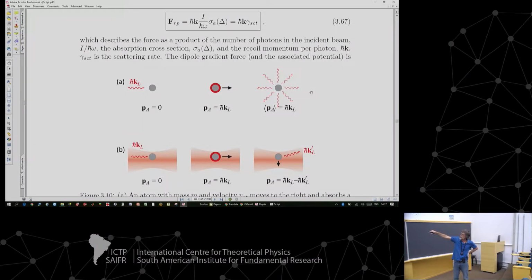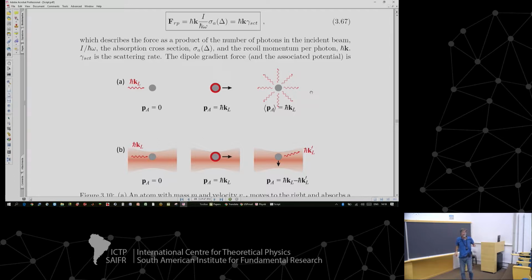So the atom receives the recoil in this direction upon absorption. When it re-emits the light in this direction, it receives the recoil in the counterpropagating direction, and the sum of this photonic recoil and this photonic recoil gives rise to a force which pulls it towards the intensity maximum, towards the optical axis.